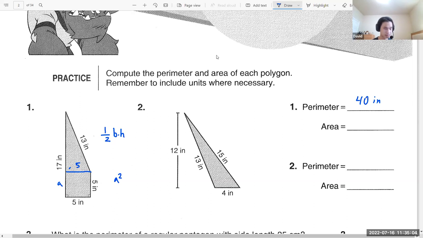Let's just check that. All right, 17 times 5. So that is 85. And you have to remember to divide it by 2. So 42.5. So that part is 42.5. And then this square down here, 5 times 5, 25. All right. And then you add that up for our total area. So that is going to be 67.5. And then what are the units?